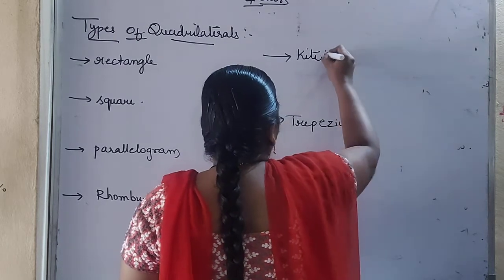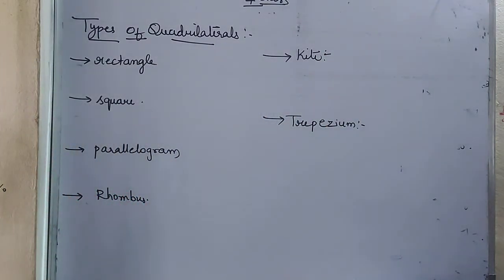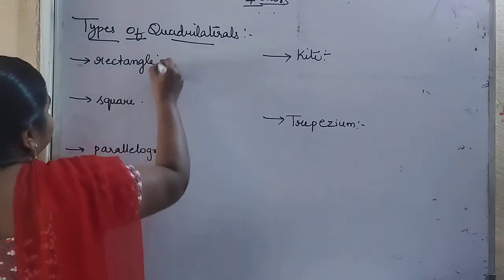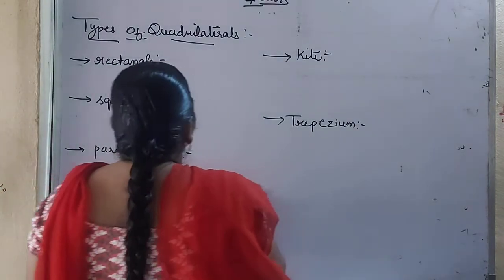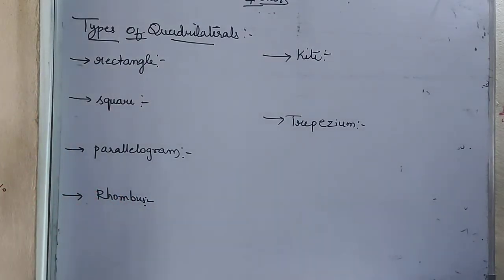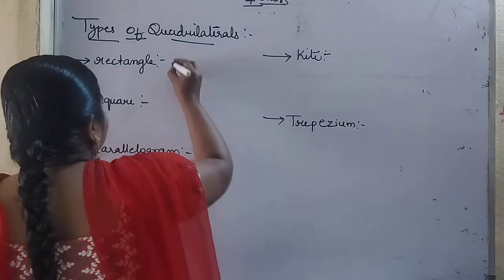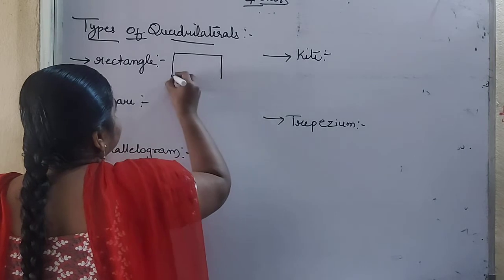So the last one is what? Trapezium. So these are the types of quadrilaterals, and also we are going to learn the properties of these quadrilaterals. So already we know about the rectangle. How will the rectangle be formed? With 4 line segments.